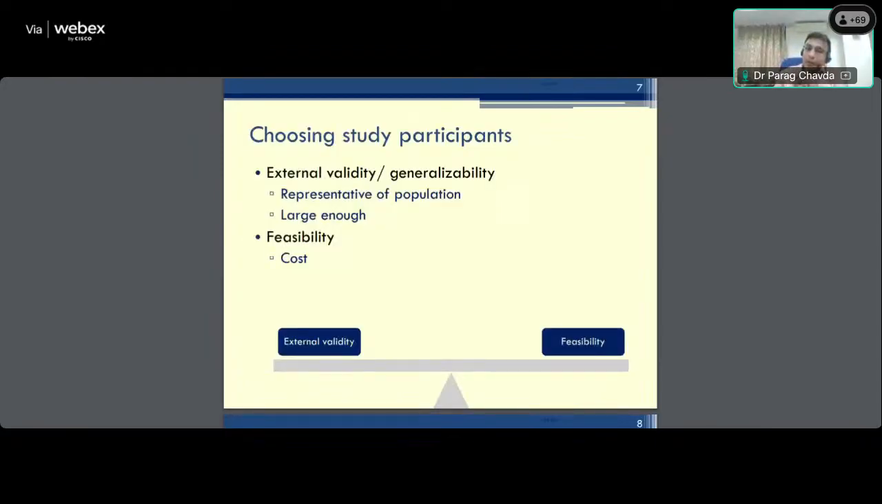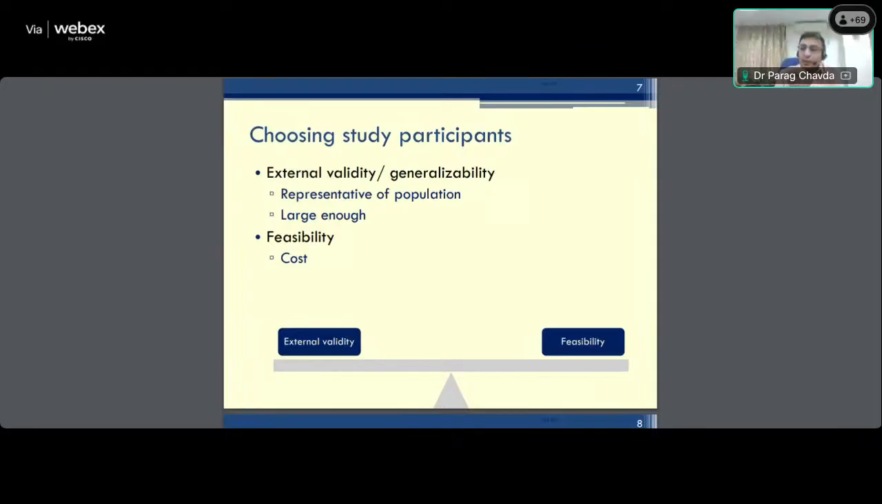And here comes the role of choosing study participants. So external validity or generalizability is achieved by ensuring that whatever study population we select is representative of the target population. And the second important requirement is that we have studied enough number of people or enough number of sampling units, only then can we say with confidence that what we found in the study will also apply to the target population. So sample size comes in.